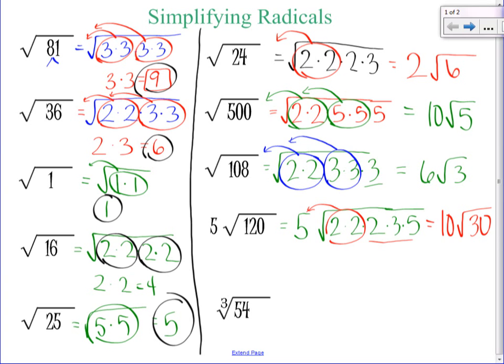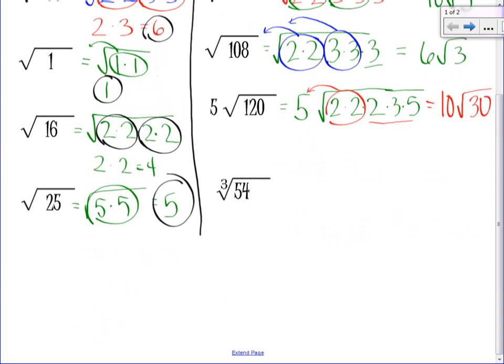All right, now shifting gears a little bit. Whenever we've been square rooting, do you know what number is on the outside here that we've never written? There's a little imaginary 2 that we don't ever write there. That tells you what size group you're looking for. So if we have a cube root, we're now looking for what? A group of 3 numbers that match. So that's the only thing that changes.